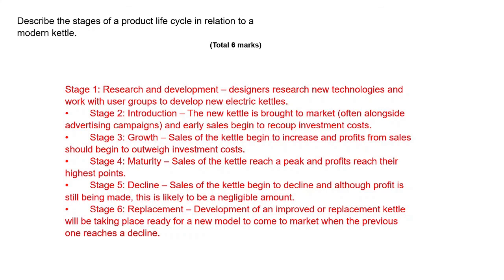Stage 3 growth, sales start to rise a little bit, profits and sales are still quite slow, but as you get higher up you start to make a bit more profit. Maturity is where you peak, sales have peaked, profits reach the highest point. Decline is where the sales start to decline a little bit, profit is still being made, but it's not that much. Down to replacement, so development and improve, or a new kettle comes through, gets rid of the old one. Obviously you do have the extension part of the product life cycle, but in things like a kettle you probably wouldn't have that. A new kettle will come out and you'd carry on. Other products it might develop and carry on, but for a kettle probably not.